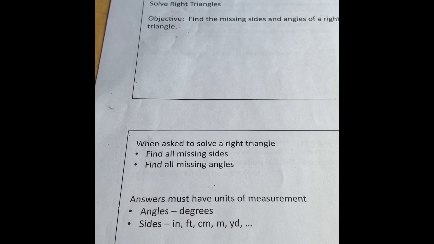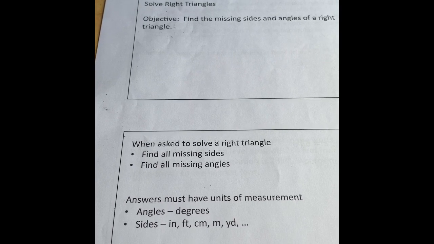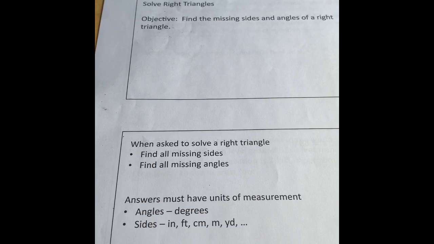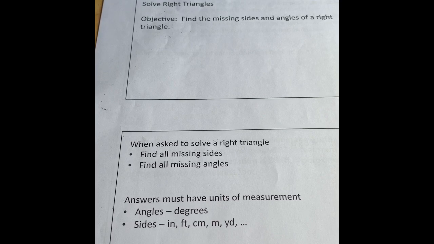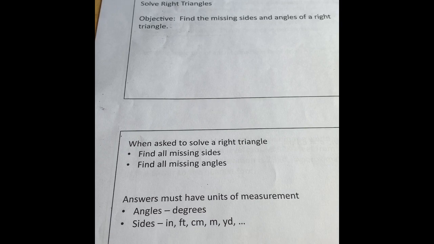When we are going through these problems, you are going to label your angles as capital letters and your sides as lowercase letters. So you'll see a triangle ABC, capital A, capital B, capital C. The opposite side of angle A is side a. The opposite of angle B is side b. And the opposite of angle C is side c.